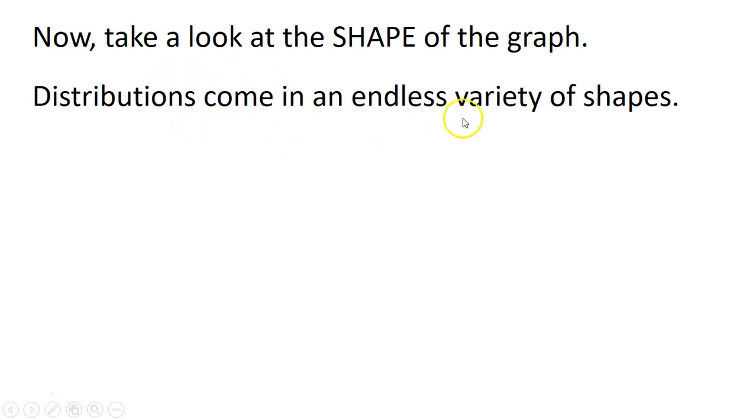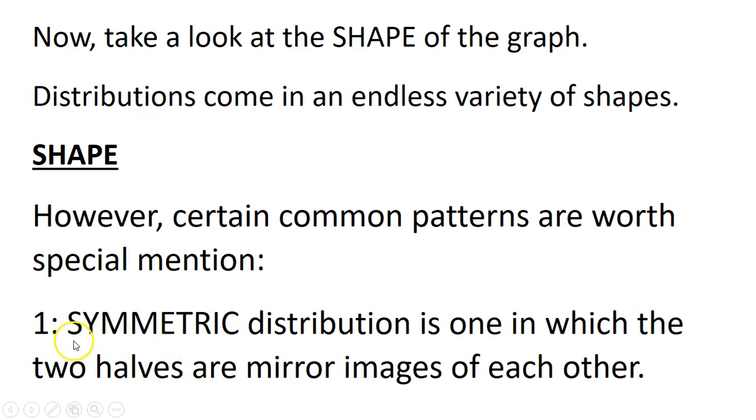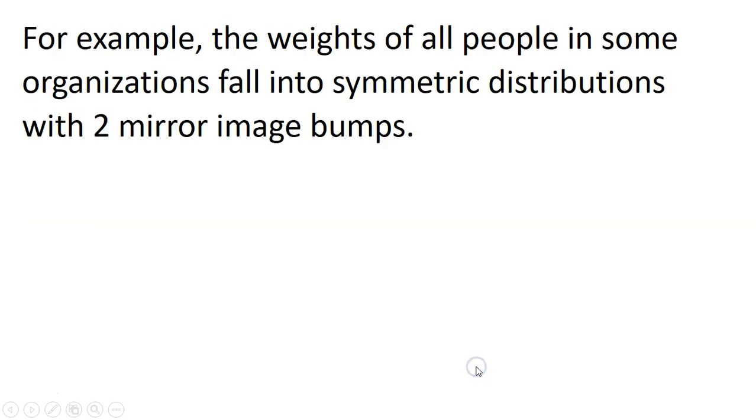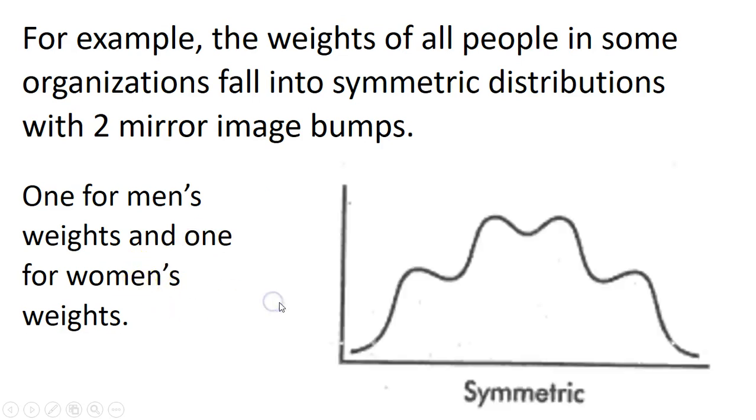Distributions come in endless varieties of shapes. However, certain common patterns are worth special mention. 1. A symmetric distribution is one in which the two halves are literally mirror images on each side, right? Mirror images. For example, the weights of all people in some organization fall into a symmetric distribution with two mirror image bumps. One for men's weights and one for women's weights.